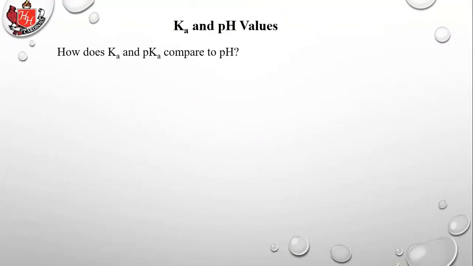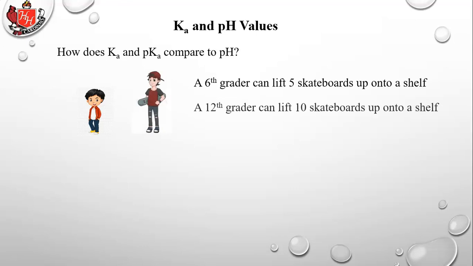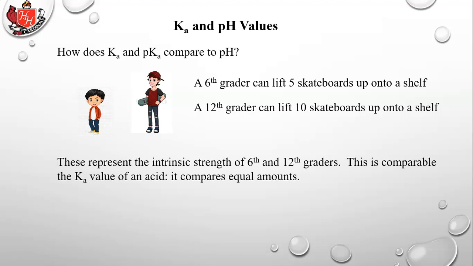So how do Ka and pKa compare to pH? Here's the metaphor I used some time back. Let's see if it helps you. A 6th grader can lift 5 skateboards up onto a shelf. A 12th grader can lift 10 skateboards up onto a shelf. So this represents the intrinsic strength of a 6th grader and a 12th grader. In other words, that would not change. It's how strong each one of those are. This is comparable to the Ka value of an acid. It compares equal amounts, and it's what's called their intrinsic strength.